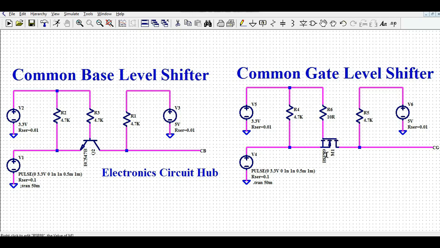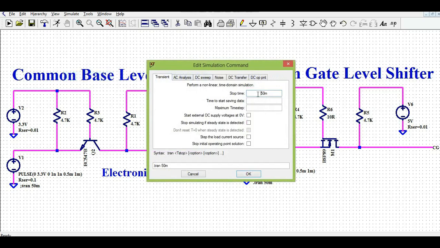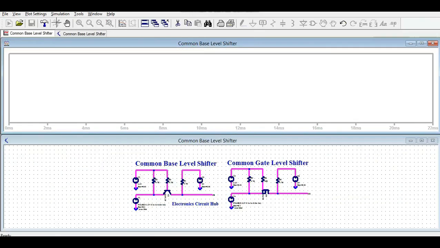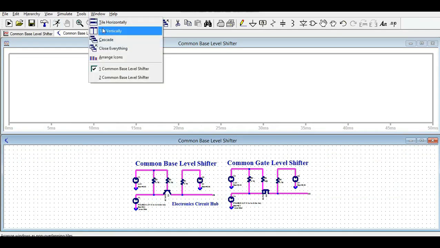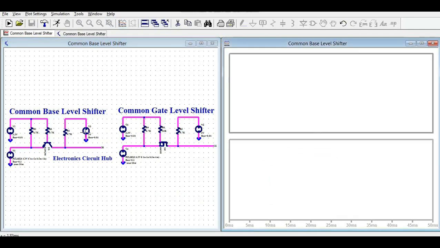Now what I'm going to do is directly run the simulation and show you the waveforms. In order to run the simulation, you have to go to the simulate button, edit simulation command. You can see here the stop time is 50 millisecond for this, and the stop time is 50 millisecond for this. Now click on the run button, and let me show you this voltage first. Let me tile the window vertically and add two plot panes, one for common base and one for common gate.